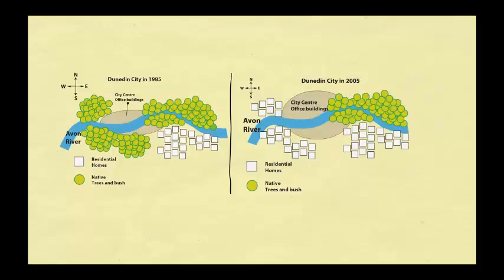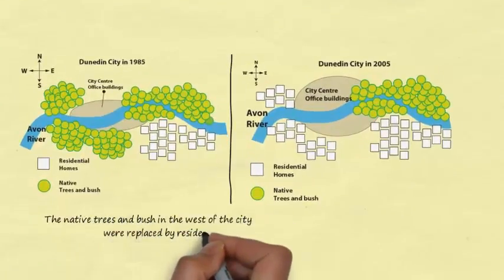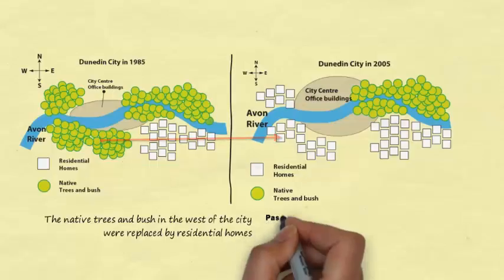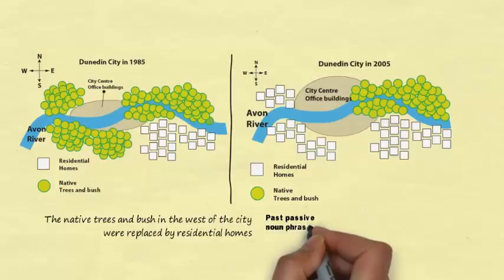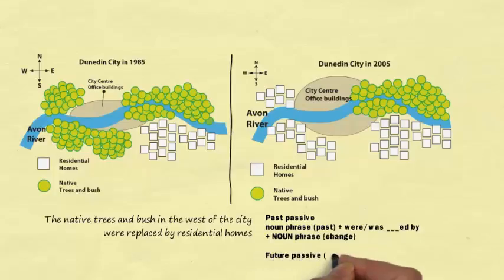So note how this person describes that change. The native trees and bush in the west of the city were replaced by residential homes. That's perfect. That's a good way to describe it. Now that's an example of using the passive voice in the past. So the structure is the noun phrase, which in that case was native trees and bush on the left picture, and then were replaced by, because it's plural. There's two things, trees and bush, were replaced by residential homes.